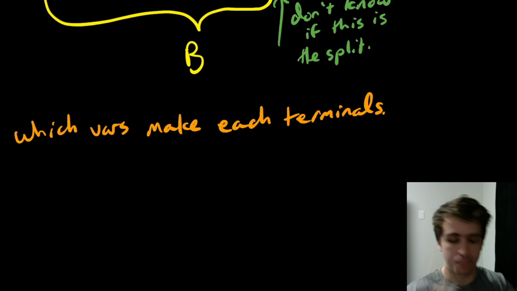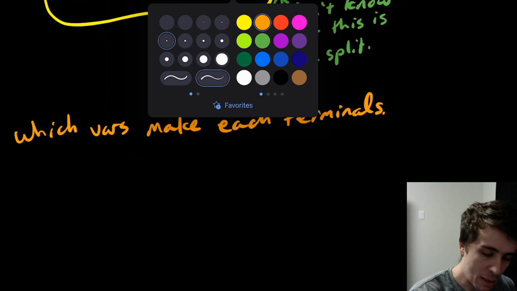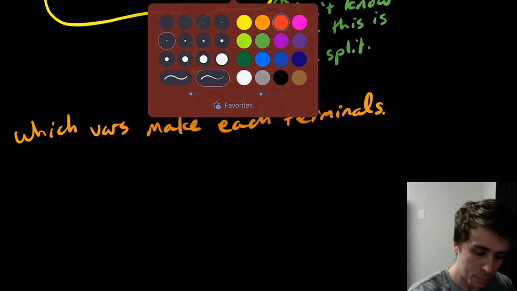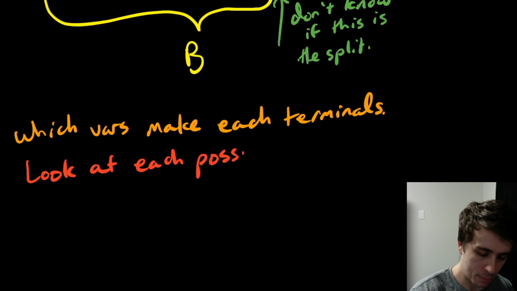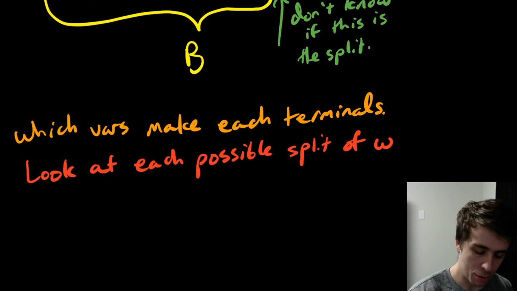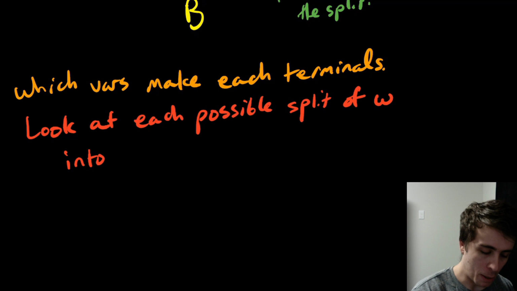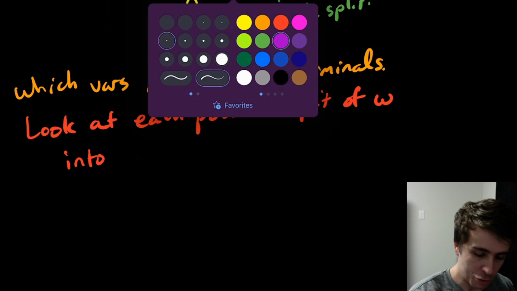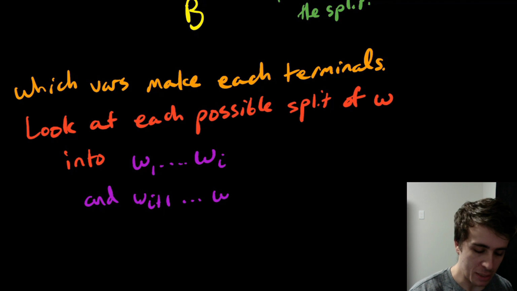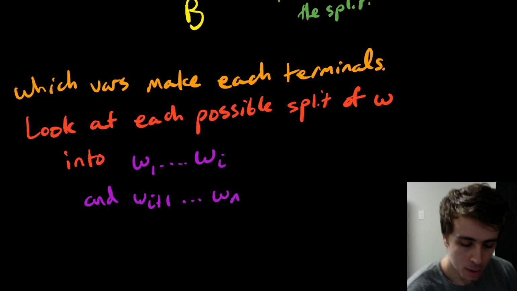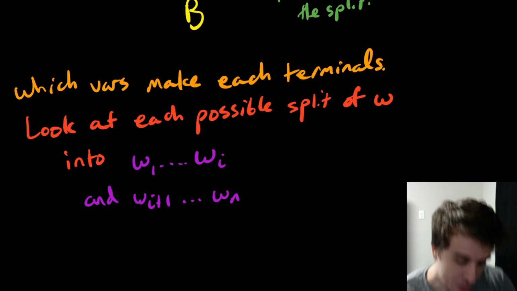So then what we want to do is look at each possible split of W into two parts. Let's write this as W1 through Wi and Wi plus 1 all the way to Wn.